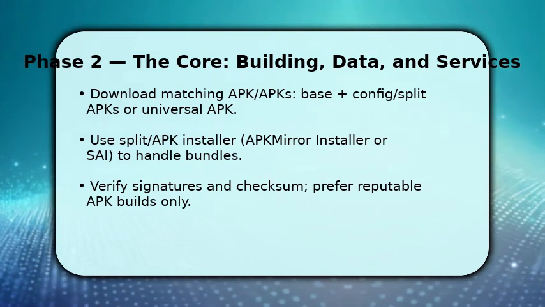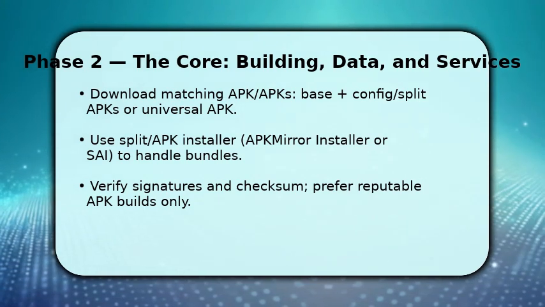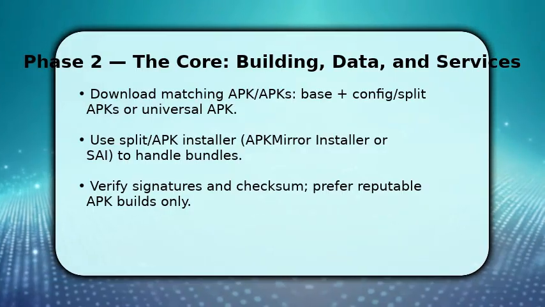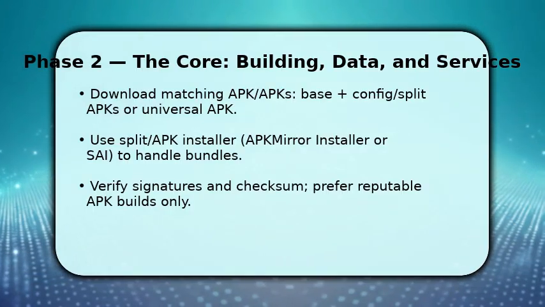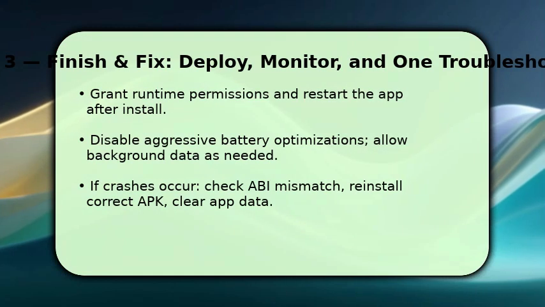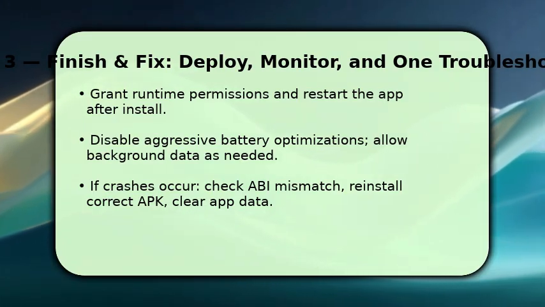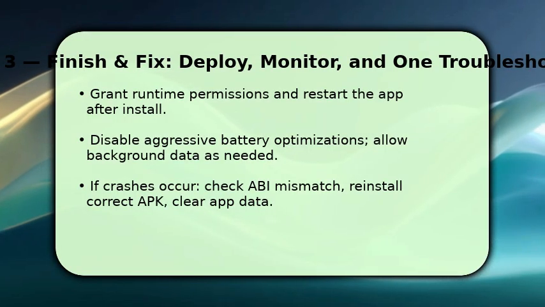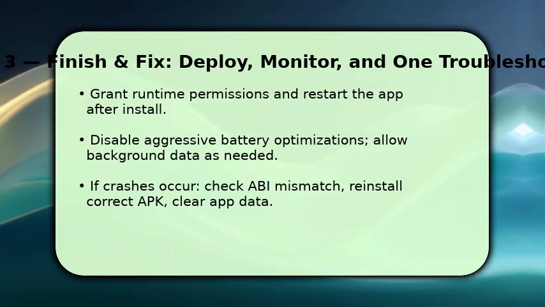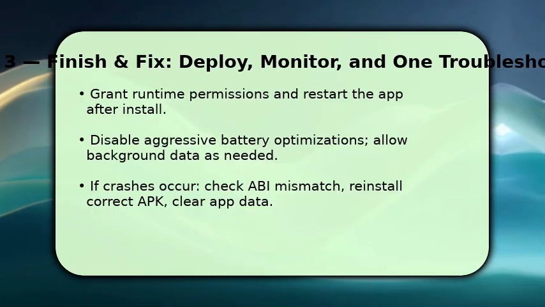Once the installer finishes, pause to check for required companion services or libraries. Finish by granting runtime permissions and restarting the app so services initialize correctly. Then disable aggressive battery optimizations and allow background data for that app, because older Android often kills background processes.